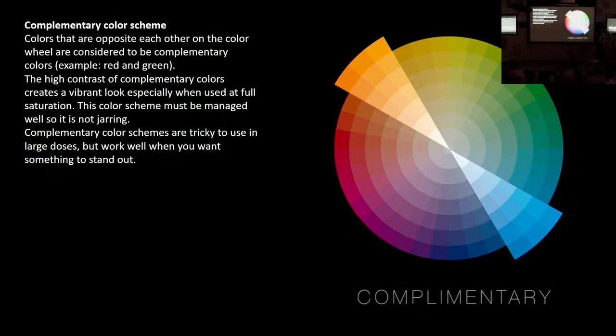Next color combination is called the complementary color scheme. So when you have opposite colors, let's say red and green opposite, or orange and blue. One of my most favorite color schemes. Why? Because it's relatively easy, like analogous. It's quite easy to manage. And again, it's about desaturating other colors. If you have any other colors you see on the color wheel, you just desaturate them and bring out orange and blue like this.